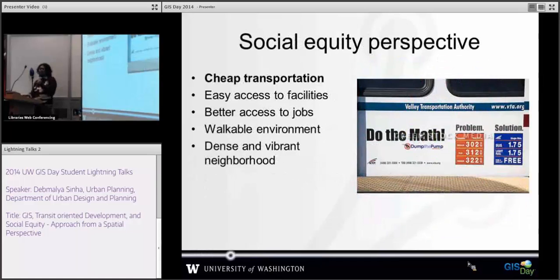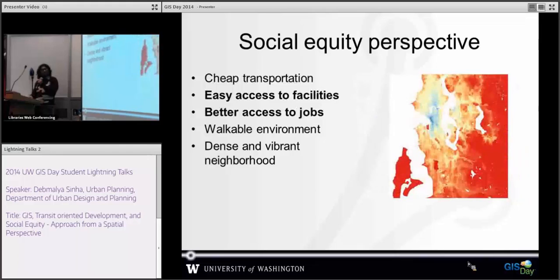So how does it come with the social perspective? Number one point is cheap transportation, because you are dependent on mass transit and walking and biking. You don't need to invest in a car. You get easy access to all the facilities and to jobs, because when you are commuting daily, it matters a lot in the total transportation cost that you are affected with.